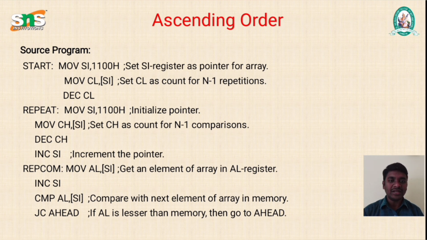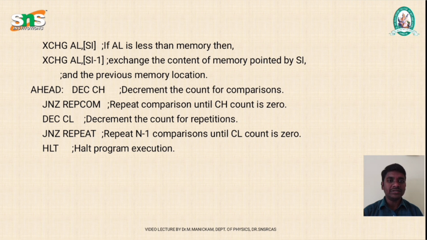The element of the array in the AL register, this step will repeat after the step of decrement CH. Then after JNZ, jump on non-zero, again it goes to decrement CL, then JNZ jump on non-zero, repeat. This process will repeat until all the data have been compared with each other. Finally, we end the program by using the instruction HLT, which means halt the program execution.